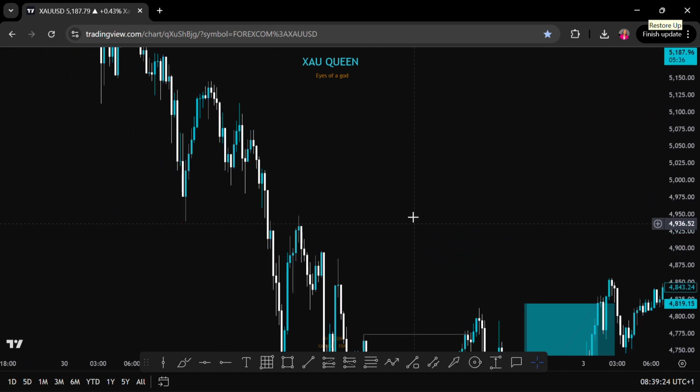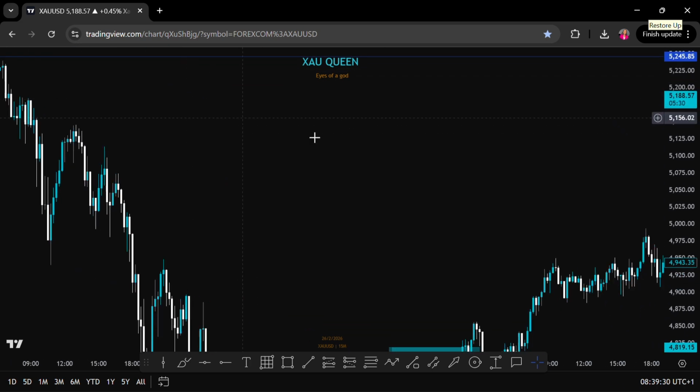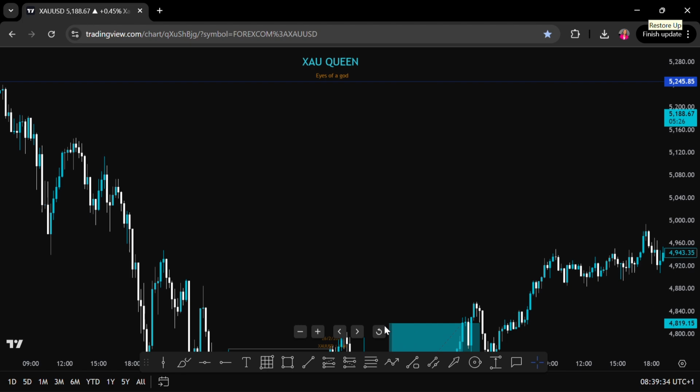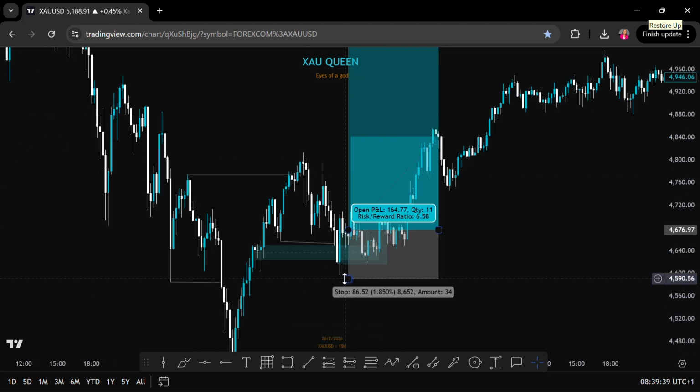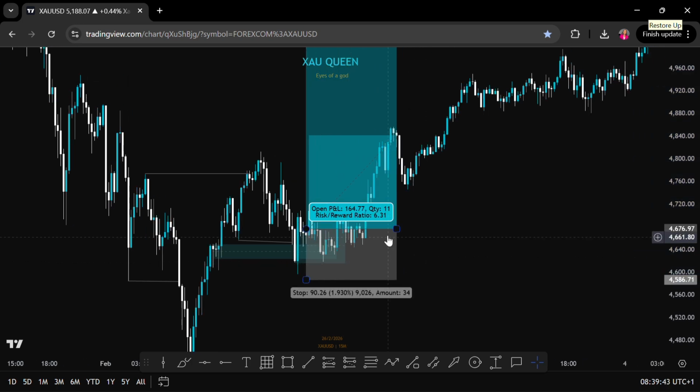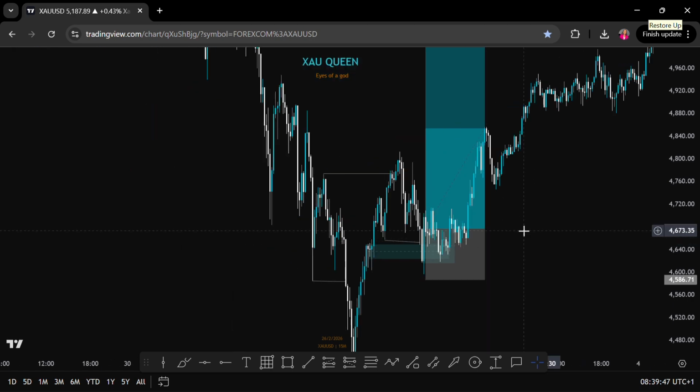And for the target, I've been waiting for these equal highs, these relative equal highs, since the day they were created. So that is where all my target has been. So let me take it there. This right here was my target. And yeah, this was how I caught the first trade.